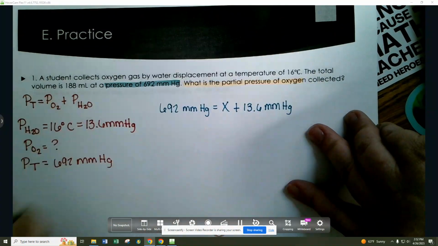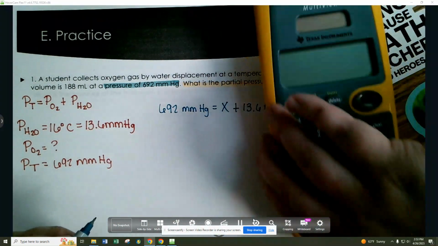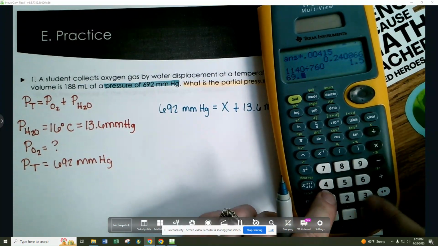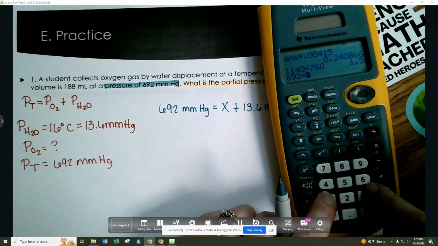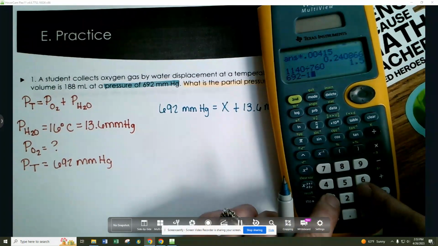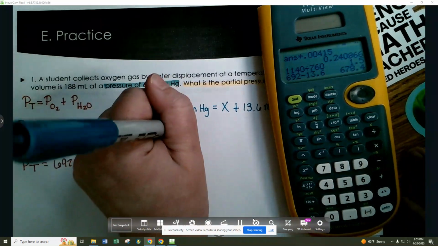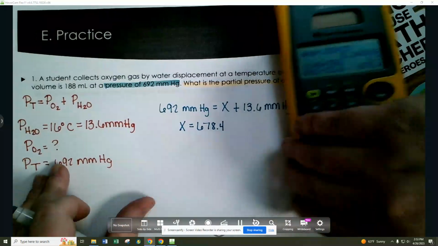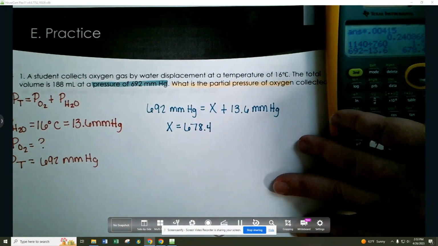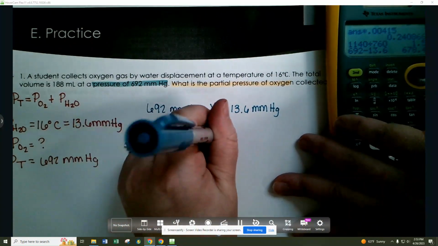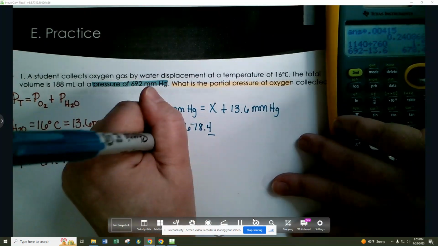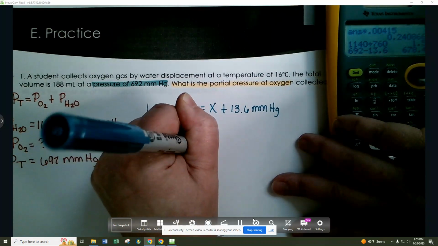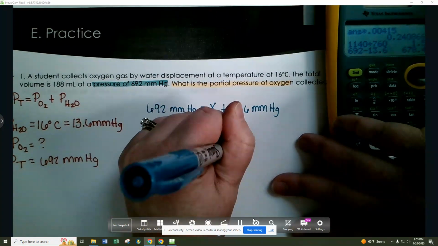So we can see that this is just a basic step of subtracting here. So 692 minus 13.6 results in 678.4. Now, going back to the rules with sig figs and subtraction, because this doesn't have a decimal, we technically can't keep this, and it doesn't round. So in reality, the answer really should be 678 millimeters of mercury if we're following sig fig rules.